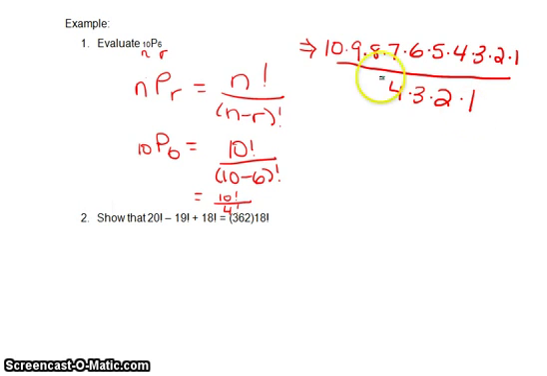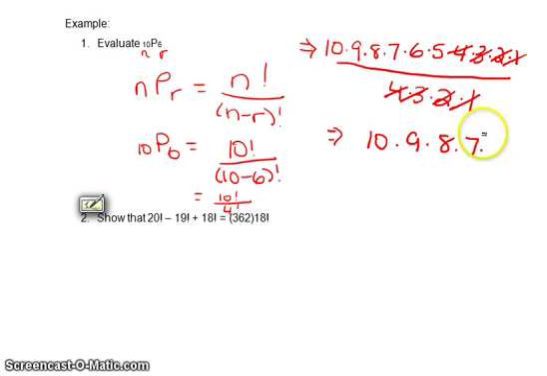So now to solve this, all of this is multiplication, so we can start canceling out common factors. Here we have 4 divided by 4, 3 divided by 3, 2 divided by 2, 1 divided by 1. So what we're left with is 10 times 9 times 8 times 7 times 6 times 5. And if you multiply that out, we're going to end up with this big number, which is 151,200.